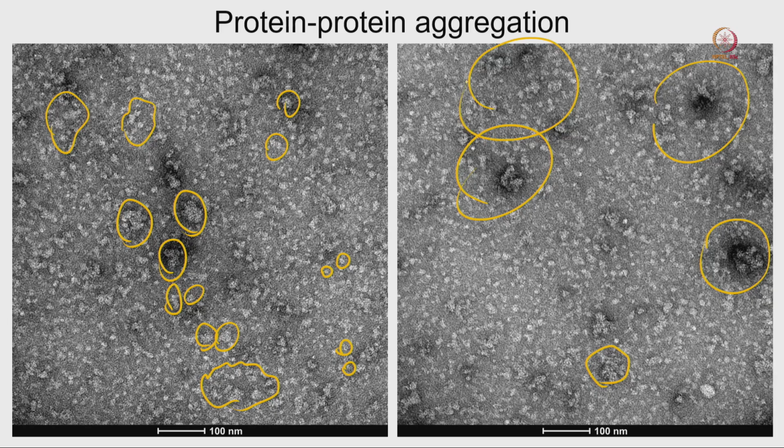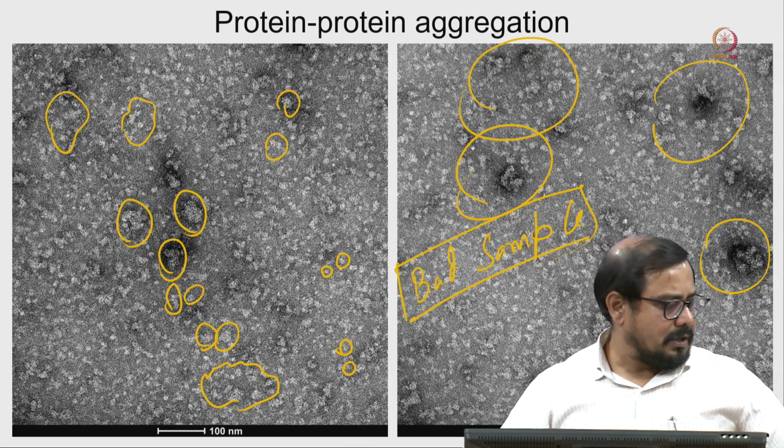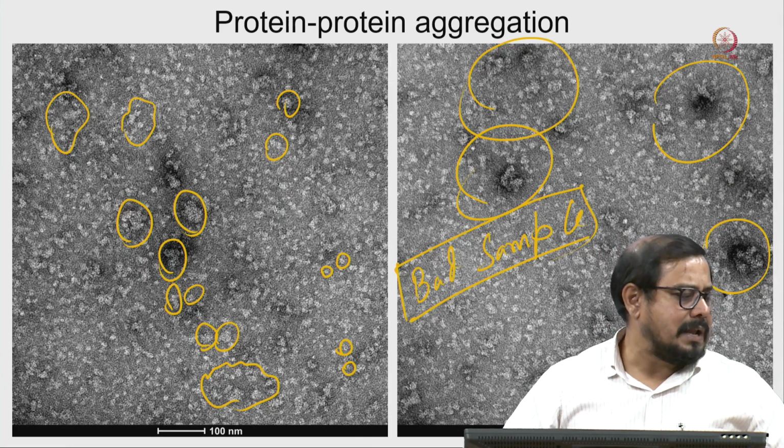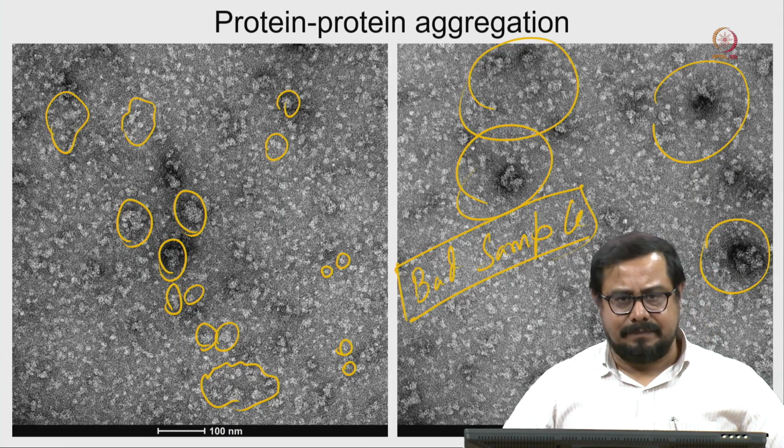So again, this is a bad sample. This is definitely a bad sample, not good for any other purposes. But from this experiment, at least we can tell that this particular condition is not suitable for any other study. There is a high chance the protein will come together and form some kind of cluster.